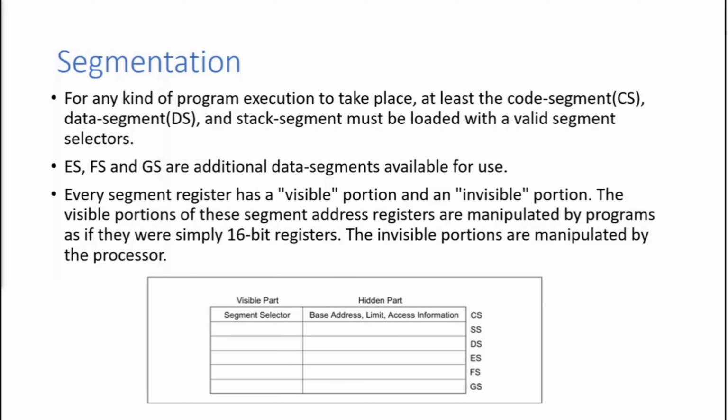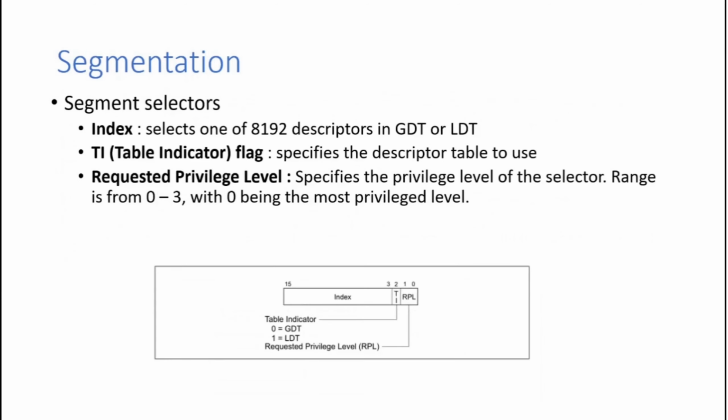Every segment register has a visible portion as well as an invisible portion. The visible portion of the segment registers is manipulated by programs as if they were simply 16-bit registers, and the invisible portion is manipulated by the processor. A segment selector is a 16-bit field in which 13 bits are used as an index which selects one of the 8192 descriptors in the GDT or LDT. A 1-bit indicator flag specifies the descriptor table to use.